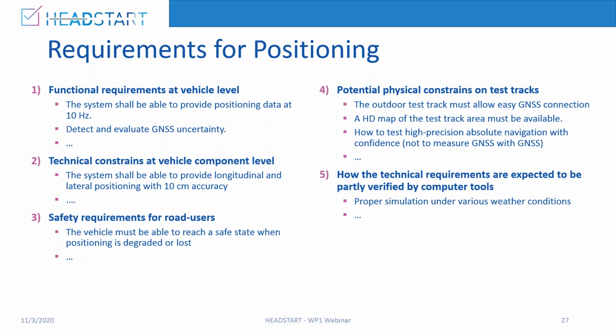For technical constraints at component level, the system shall be able to provide longitudinal and lateral positioning within 10 centimeters. Regarding the safety for road users, the vehicle should be able to reach a safe state when there is a loss of positioning or when the positioning function is degraded. Potential physical constraints on test track can be that the test track should of course allow GNSS connection, should have some HD map of the test track available, etc.